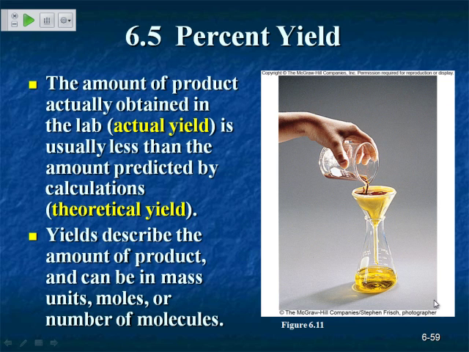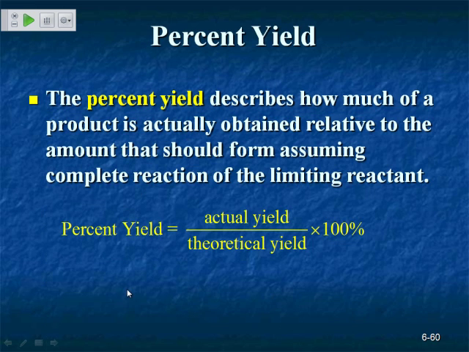Yield can be calculated using the amount of product in mass units, that is in grams, or moles, or even number of molecules. Percent yield can be calculated using this very easy equation: the ratio of actual yield over theoretical yield, so A over T multiplied by 100%, because we express this as a percentage. Percent yield describes how much of a product is actually obtained relative to the amount that should form from the stoichiometry calculations.